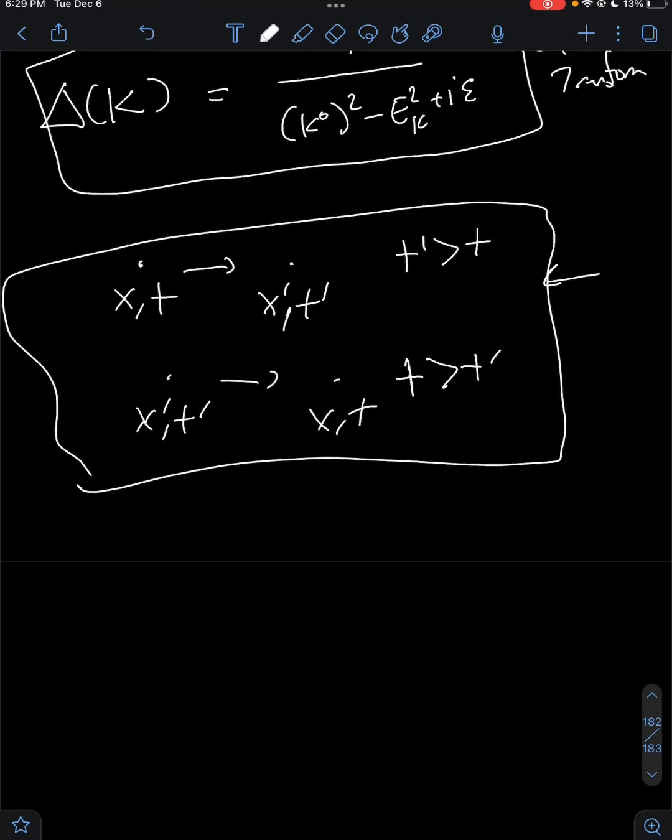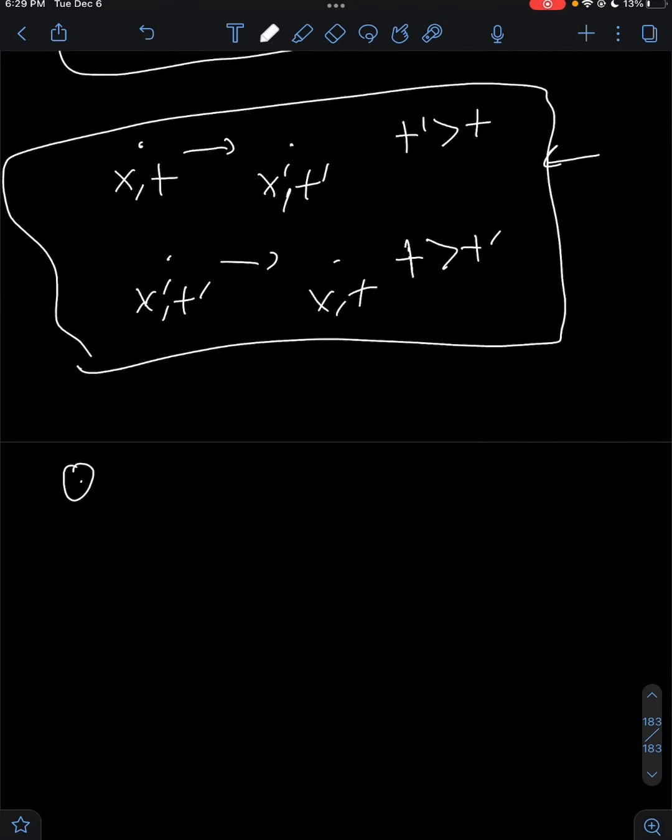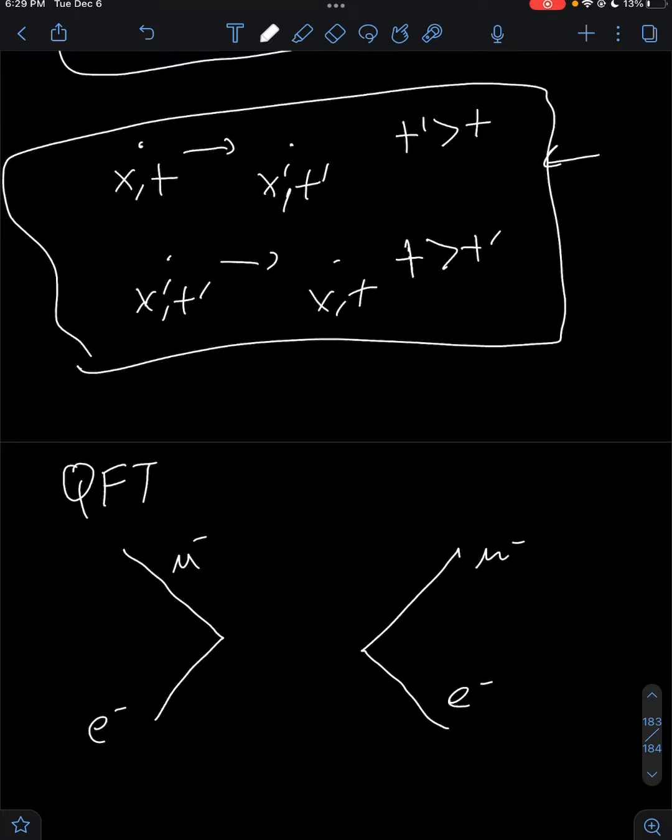Well, there are these things in quantum field theory called Feynman diagrams. So we can have an electron over here. We can have a muon over here. So here's the Feynman diagram for electron muon scattering.